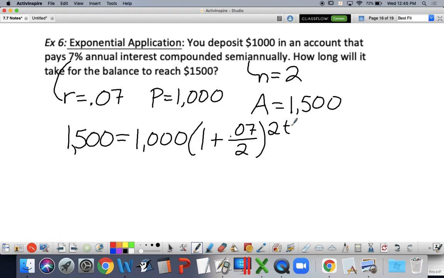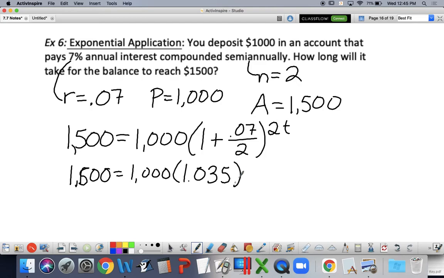So we have to take 0.07 divided by 2 first. That's what I would recommend first. Basically, order of operations tells us that within the parentheses, I have to do the division before I add 1 to it. So let's go ahead and do all that. 0.07 divided by 2, and then I add that to 1. Did everybody get 1.035? Yes.